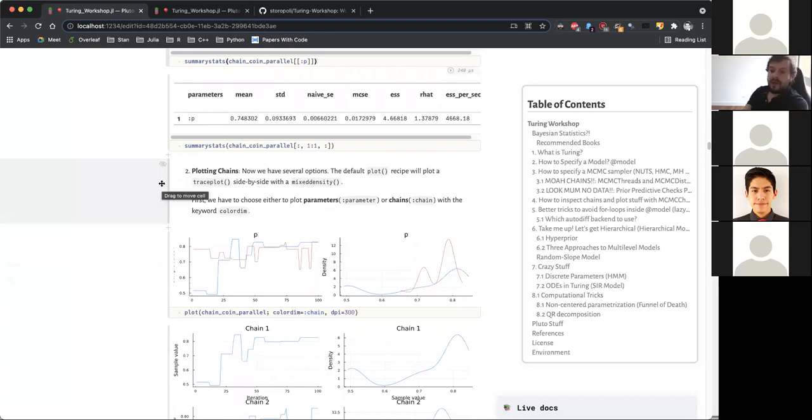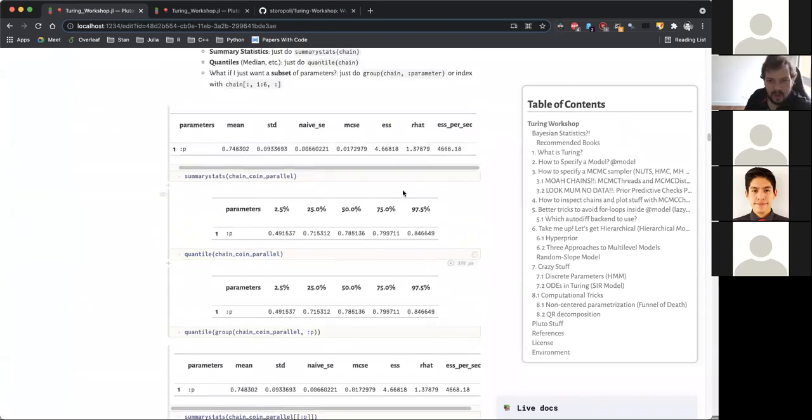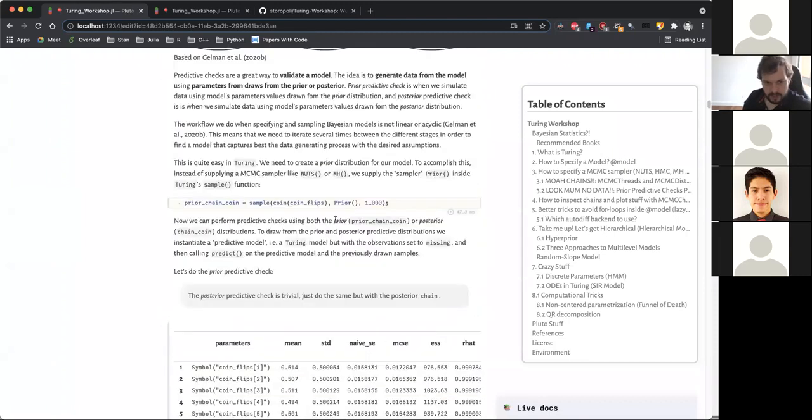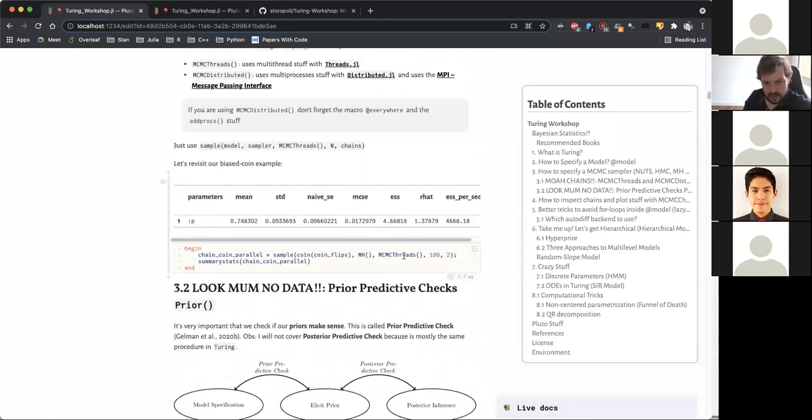So, plotting chains, we have a lot of options. The default one is the plot. That's a recipe for Plots.jl for a chain object, and it will do a trace plot side by side with a mixed density. So this is a trace plot on the left, because we have small samples. Let me increase that sample size for us to have more samples. Let me use like 2,000 samples.